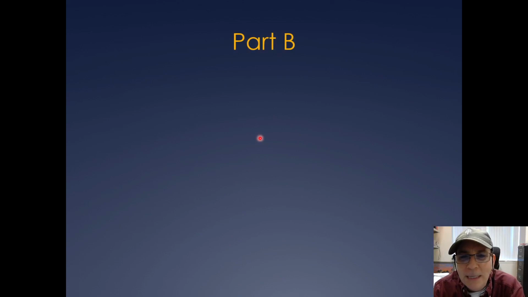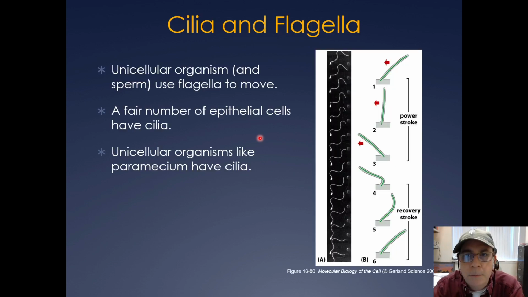So in part B today, we're going to look at how the motor proteins and the cytoskeleton come together to elicit some other cellular processes that we'll look at. So to start off, we're going to take an overview of cilia and flagella.